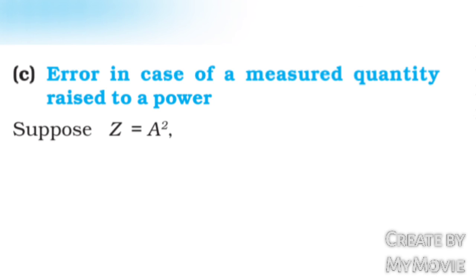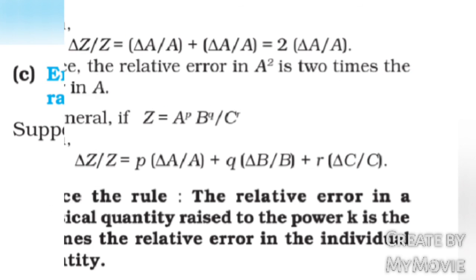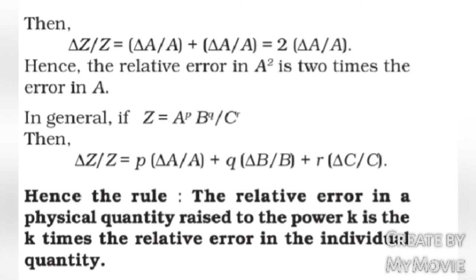C. Errors in case of a measured quantity raised to a power. Suppose Z equals A squared. Then ΔZ/Z equals ΔA/A plus ΔA/A equals 2 into ΔA/A. Hence the relative error in A squared is 2 times the error in A. In general, if Z equals A^p into B^q divided by C^r, then ΔZ/Z equals p into ΔA/A plus q into ΔB/B plus r into ΔC/C. Hence the rule: the relative error in a physical quantity raised to a power k is k times the relative error in the individual quantity.